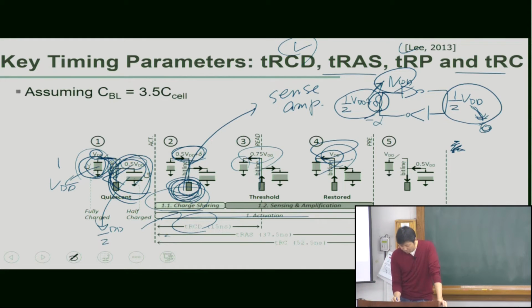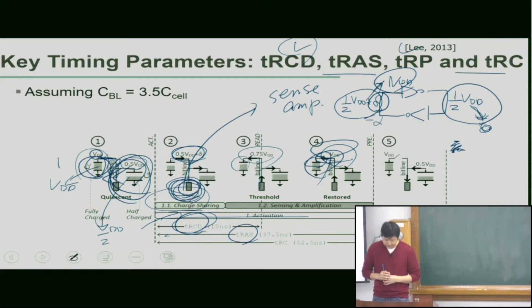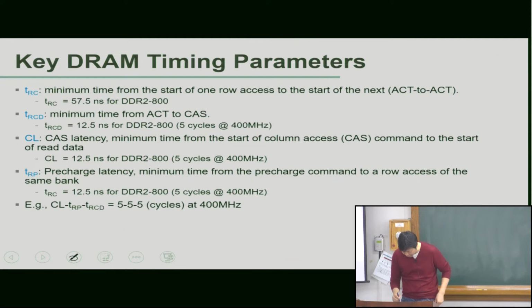Then now you can close it, because now the voltage level is fully restored in this cell. So if you want, maybe you can close this row to access a different row. So as I said, tRCD is the activate to read delay, and tRAS is the activation time. Actually, we have more details here. So here, tRC is the minimum time from the start of one row access to the start of the next. So this is a cycle. This is called cycle time.